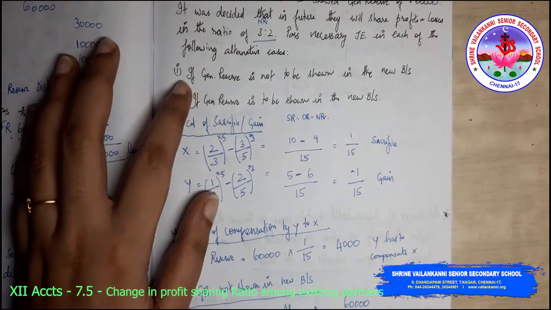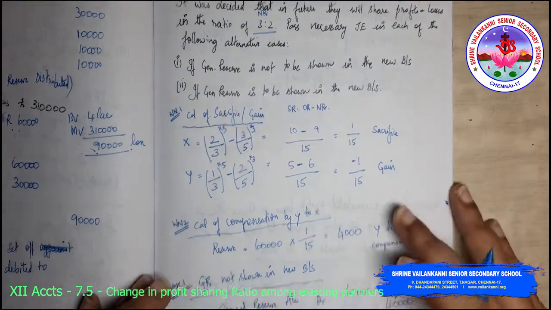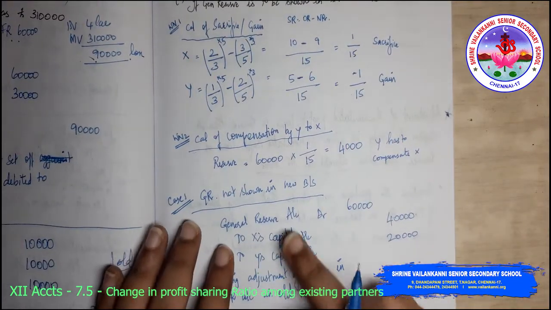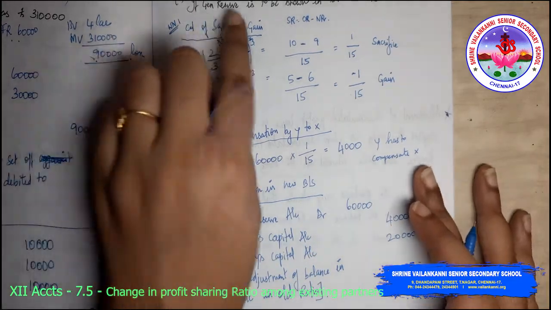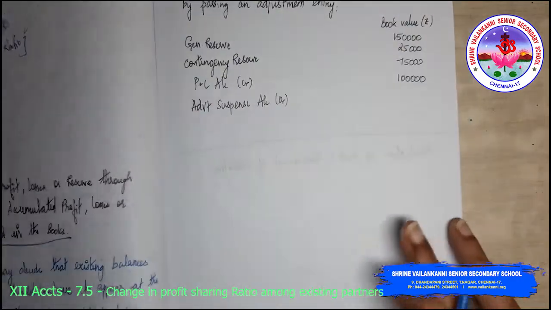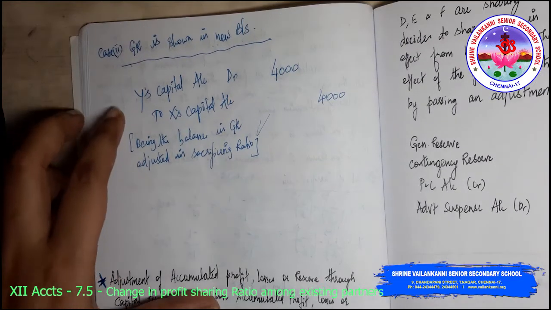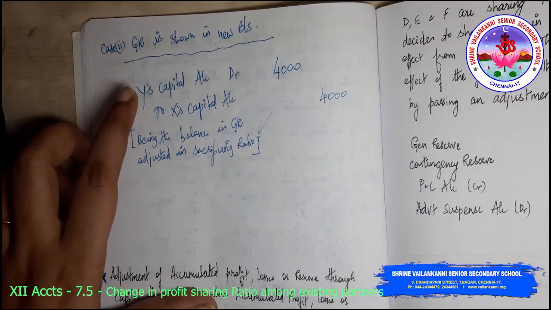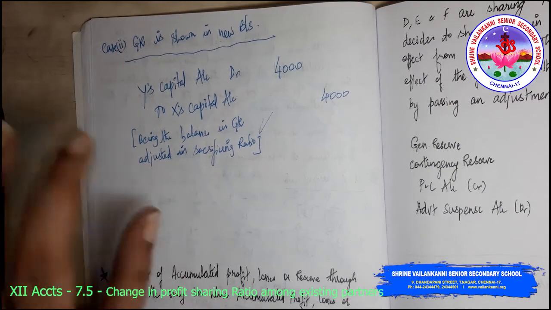If general reserve is not shown in the books in the new balance sheet, then that general reserve is to be segregated among the old partners in the old profit sharing ratio. That is clear enough. But if it is to be shown in the new balance sheet, then you have to pass an adjustment entry. That is the sacrificing ratio. So based on the sacrificing ratio, who is compensating? Y is compensating X. So that ratio you will compensate.